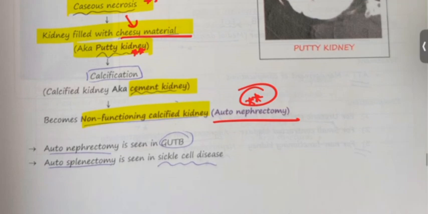So autonephrectomy is seen in case of genitourinary TB. Similarly, autosplenectomy is seen in case of sickle cell disease.